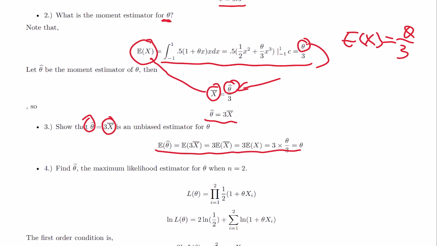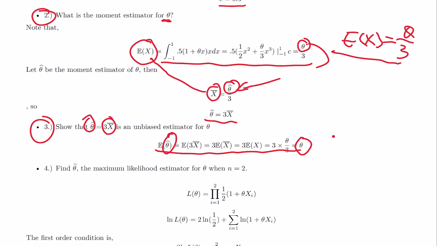So for questions part 2 and 3, we have to follow the definitions strictly, okay? What is the moment estimator? We define the moment estimator from the moments, for example, this is the moment. And what do we mean by unbiased estimator? An unbiased estimator means the expected value of this estimator is going to be the same as the target population parameter, the expectation.